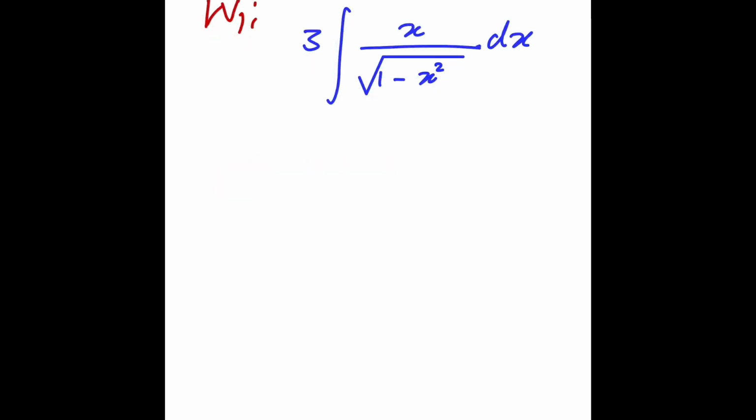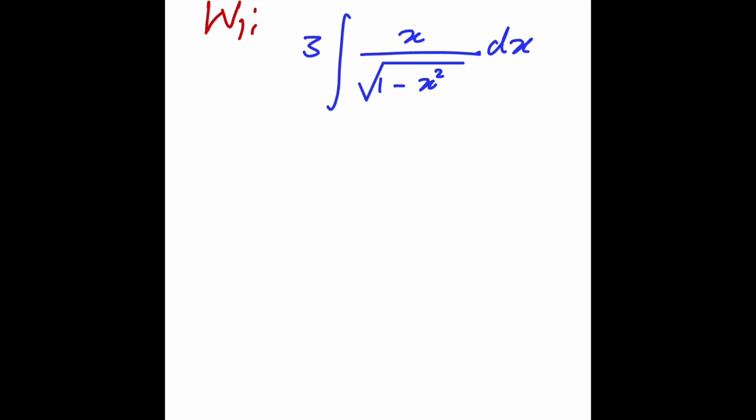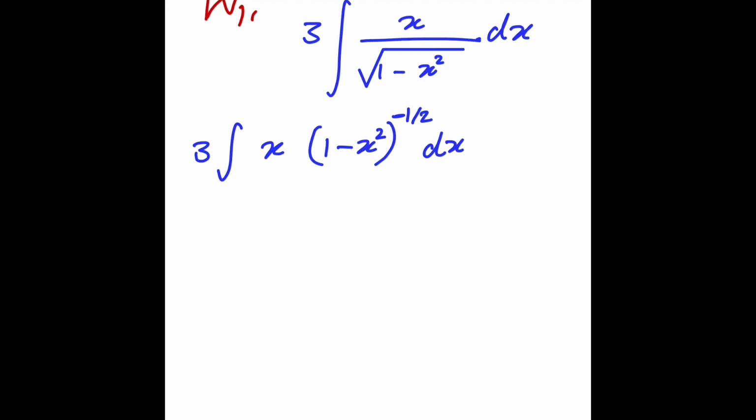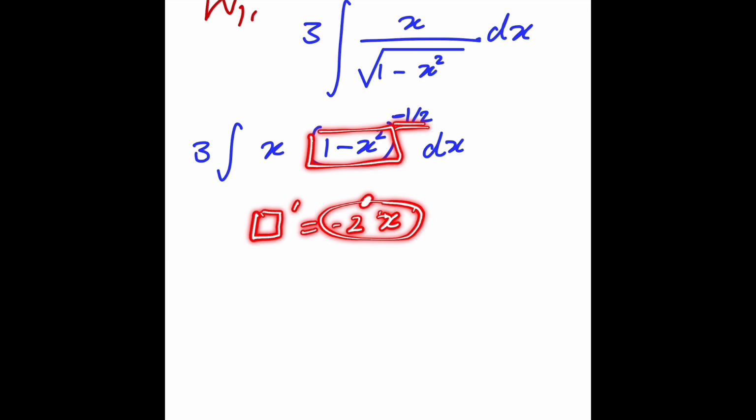So let's carry out this integration by applying the power rule. We are going to rewrite it as 3 times the integral of x (1 minus x squared) to the power of negative 1 by 2 dx. Now, when we take the power as the operator and the differentiation of the box we know is minus 2x, we are going to introduce a balancing factor, which means minus 2 here as well, and outside here as well.